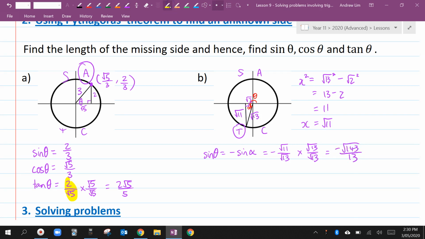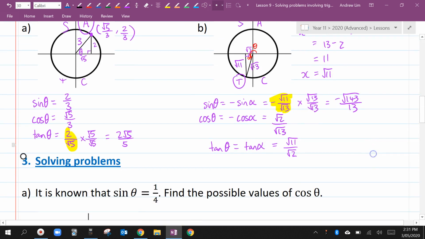But like I said before, I'm happy personally if you've left it like that. I'm not sure about your teacher, but this is me. Alright, if we want to find cos of theta, that's going to equal to negative cos of alpha. Cos of alpha is root 2 on root 13. And I'm just going to leave it like that. Tan of theta is going to equal to tan of alpha, which is positive, because tan is positive in the third quadrant. And tan of alpha is root 11 on root 2. Okay, I'm just going to leave that answer as is.